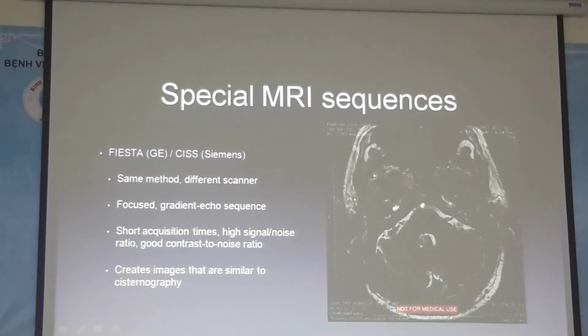So one of the techniques that we have used quite a bit is called either Fiesta, if you have a GE scanner, or CISS on a Siemens scanner. And it is a focused gradient echo sequence that uses the short acquisition times to really try to use the CSF that is in the cisternal spaces as a high contrast medium to give us imaging of cranial nerves and other structures that sit within these cisterns. So on this, you are seeing a very nice demonstration of the 8th cranial nerve as it emerges here in the cerebellopontine angle. You see this in much better detail than you would see on a typical T1 or T2 image.